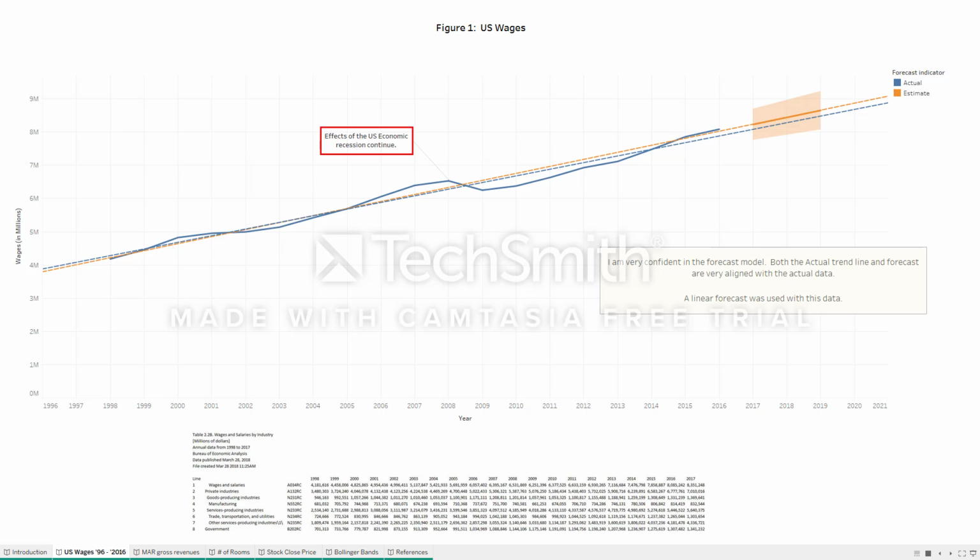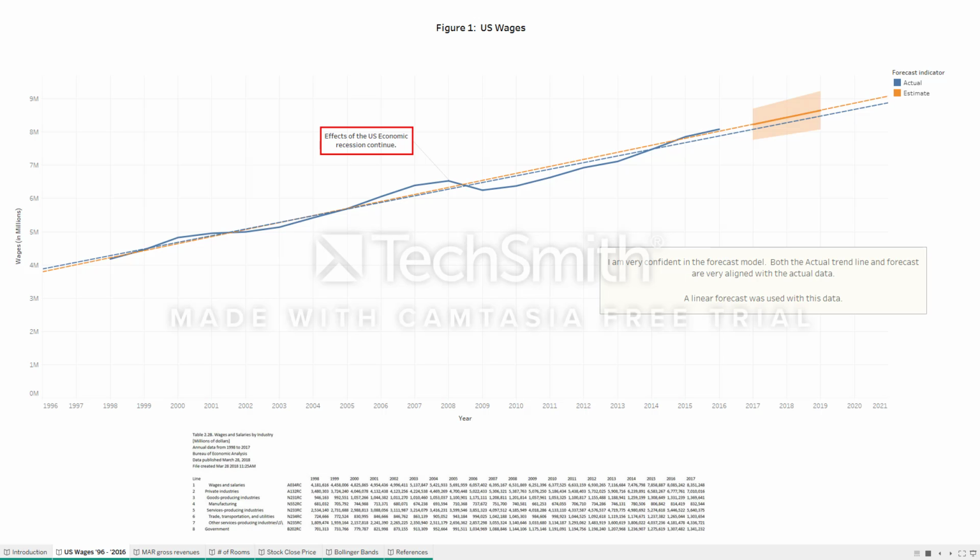Figure 1 details 20 years of wage data. I took data from the Bureau of Economic Analysis for years 1996 to 2017. As you can see, wages steadily increased during this period. During this time, you also see a dip in wages due to the economic recession from 2007 to 2010. Beginning in 2011, you see that income has mostly recovered and wages began to increase again.